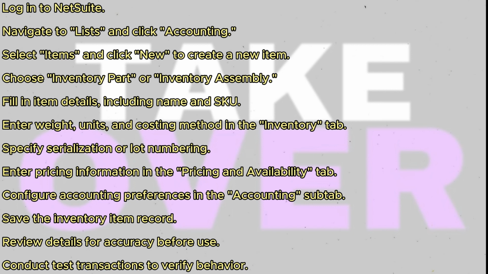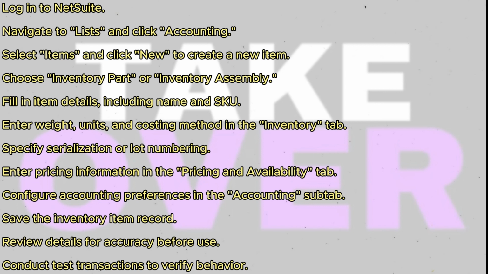Fill in the relevant details for your inventory item, including the item name, SKU, and any other necessary information. In the Inventory tab, enter details such as weight, units of measure, and costing method. Specify whether the items are serialized or lot numbered. Serialized items have unique identifiers, while lot-numbered items are grouped into batches with a common lot number.